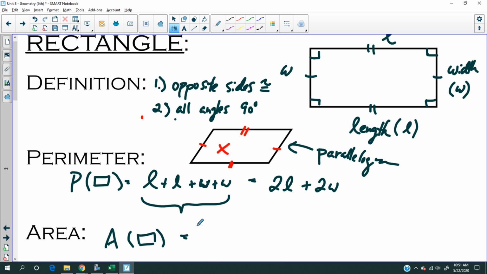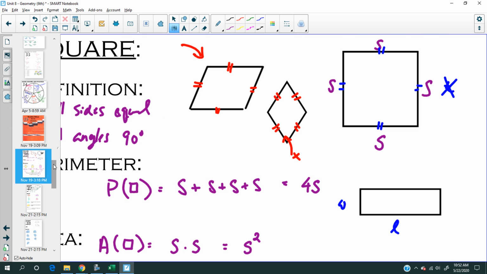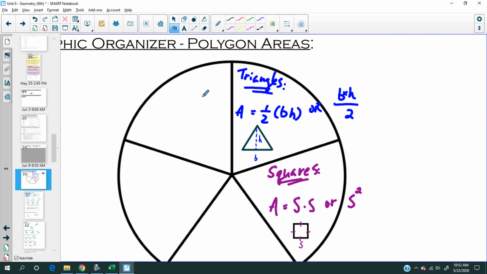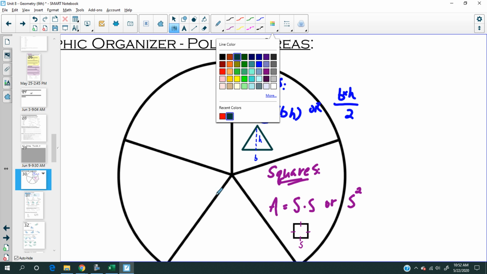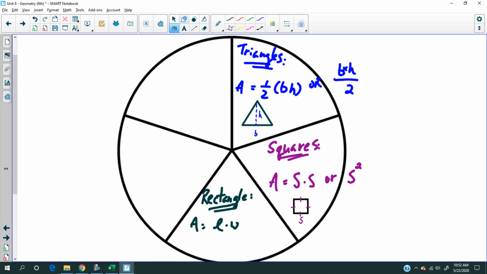So let's see. Area of that: length times width. That's it. Length times width, or length times width. You can write it like that. It's up to you. So with that said, let's practice some. Let's write it down in the graphic organizer. So a rectangle, the area is length times width.